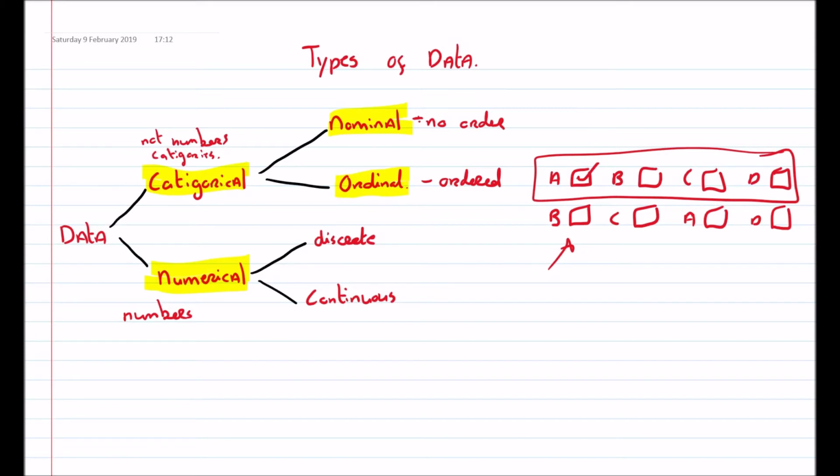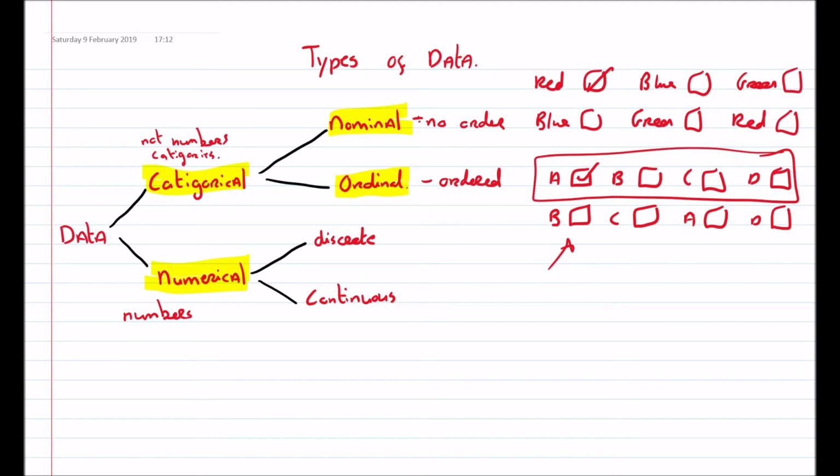However, with nominal data, if I said, what's your favorite color? Red, blue, or green? And you tick the box. Well, would it make a difference if I said blue, green, or red? It doesn't really make a difference. So the order in this doesn't actually matter, whereas the order in the other does matter. Okay, so that's what I mean about ordinal and nominal.